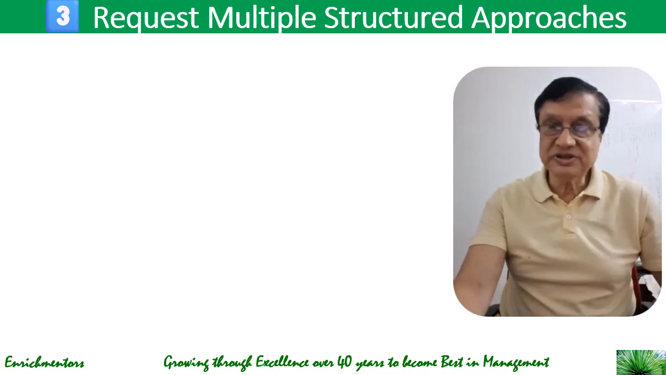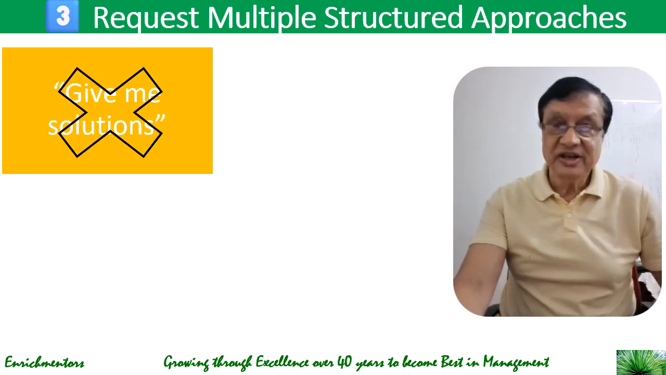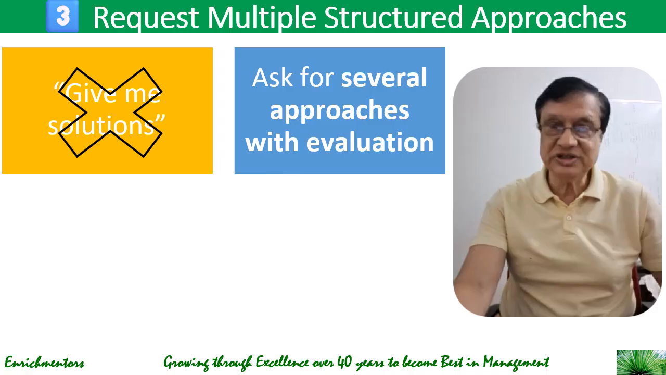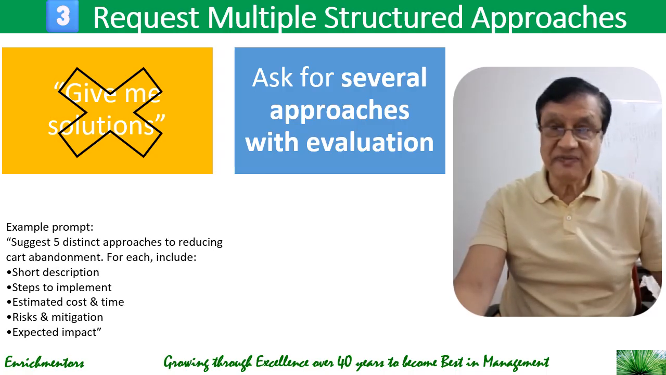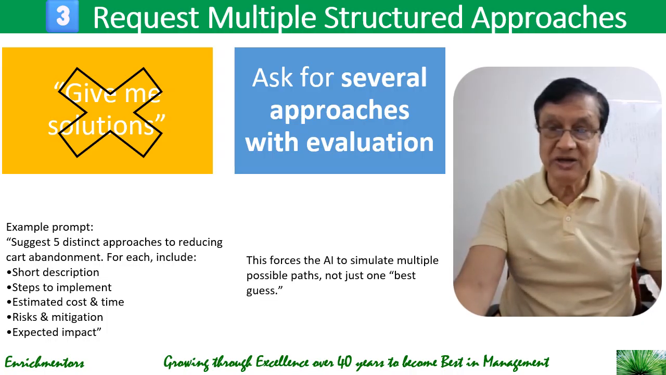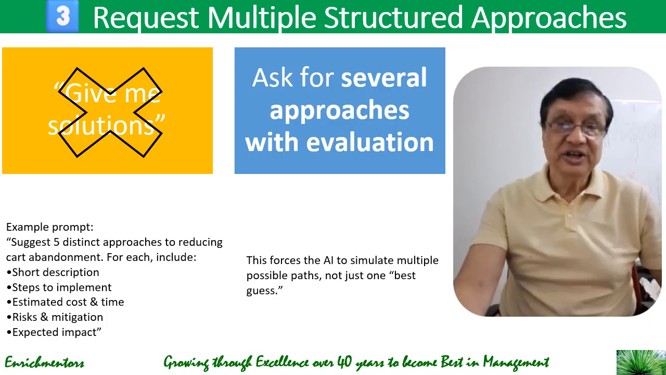Then request multiple structured approaches. Instead of saying give me a solution, ask for several approaches with evaluation. An example prompt would be: suggest 5 distinct approaches to reduce cart abandonment rate. For each solution, include a short description, steps to implement, estimated time and cost, risk and mitigation, and expected impact. This will force the AI to simulate multiple possible paths, not just one best guess. So request multiple structured approaches.